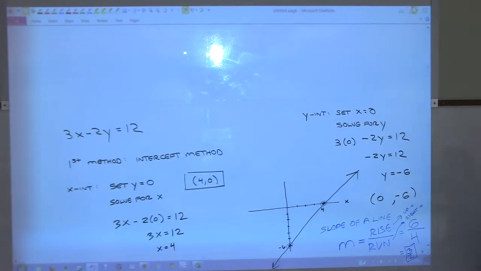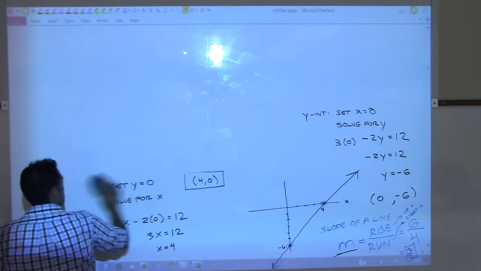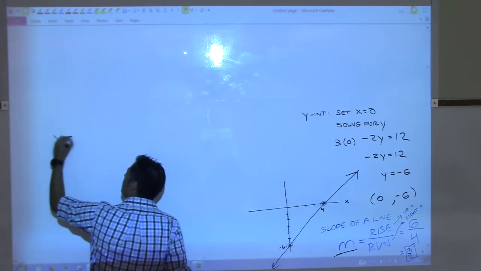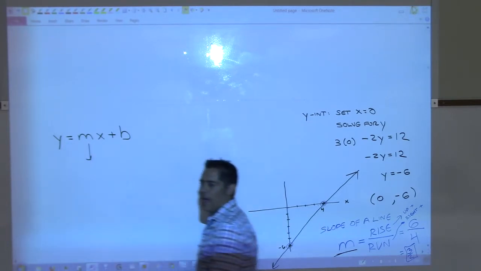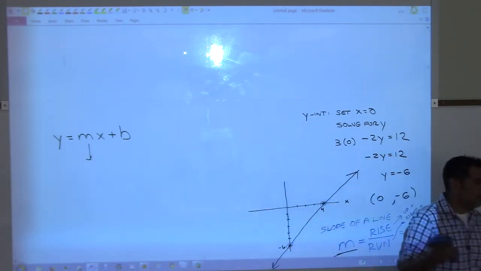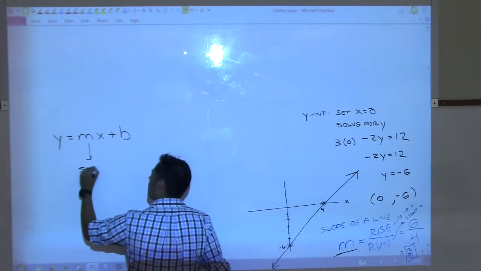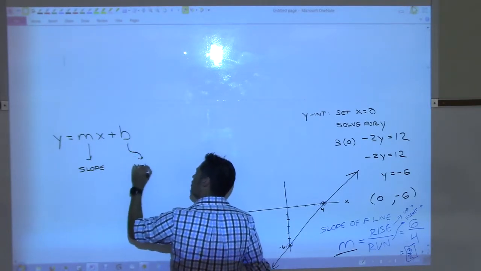Okay, now do you see this letter m? Did I use m earlier? I did use that, right? Look at the second form of a line, the slope-intercept form. When I had this right here, that second form I gave you, I used this m, right? That m was not just any number. That is the slope of the line. So this is the slope of the line, and then this right here is the y-intercept.